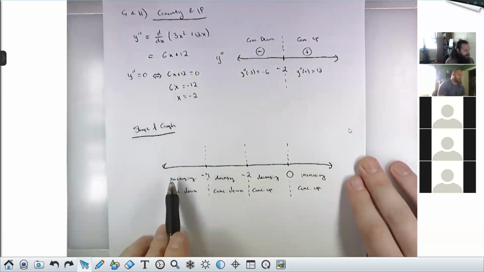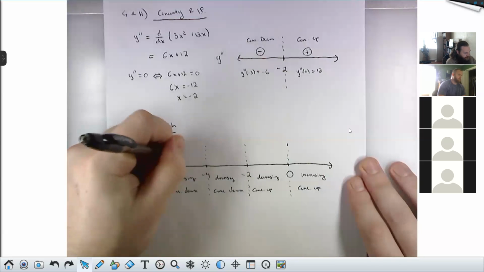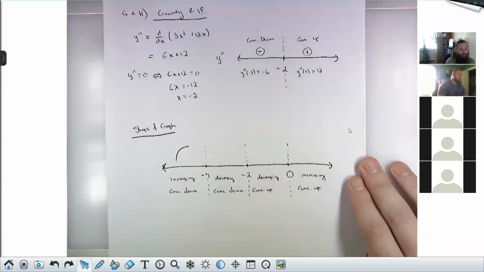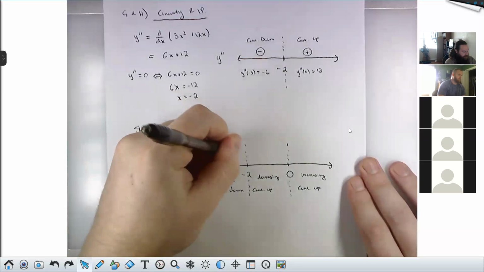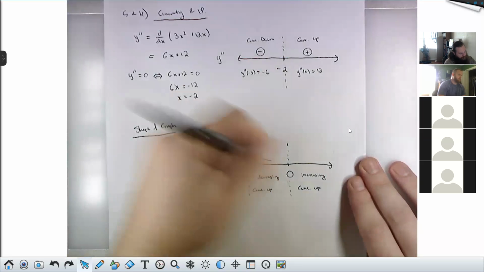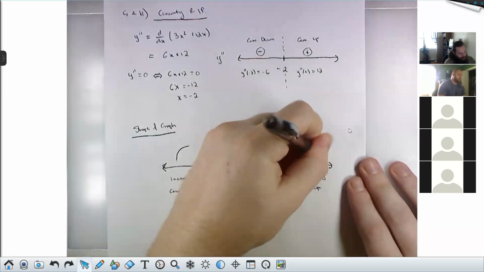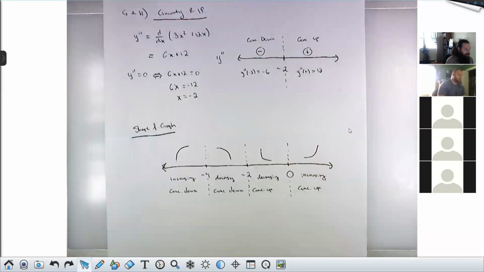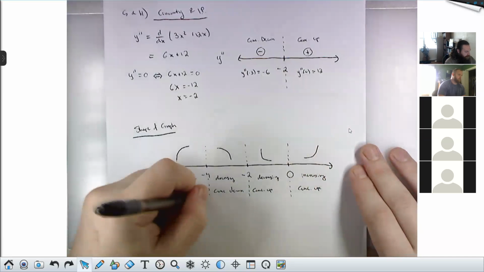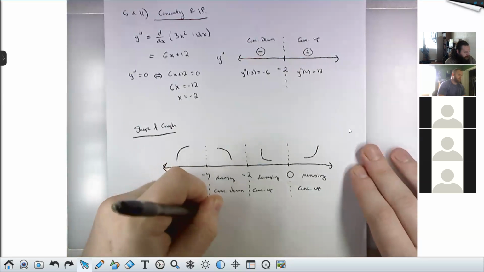which means the shape of the graph from negative infinity to negative 4 is increasing concave down. That looks like this. From negative 4 to negative 2, we were decreasing concave down. That looks like this. From negative 2 to 0, we're decreasing concave up. That looks like this. And from 0 to infinity, we are increasing concave up. That looks like this. And we've already identified these. This is a local max. And it's at the point negative 4, 32.